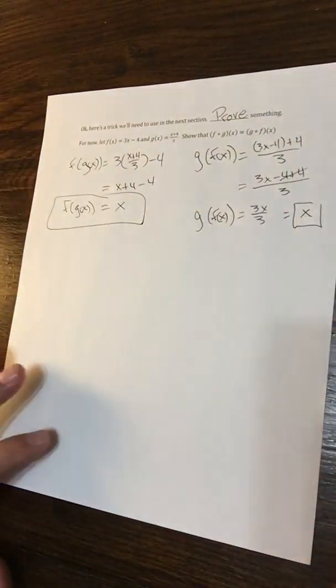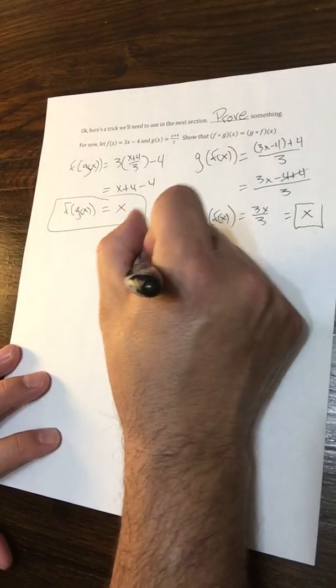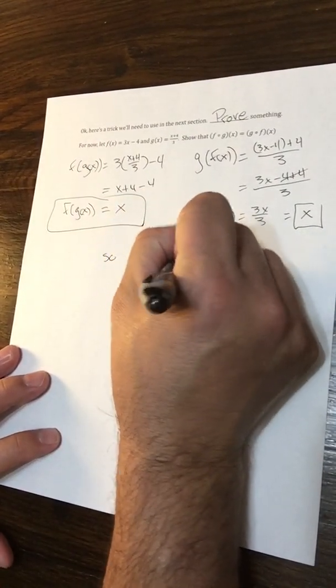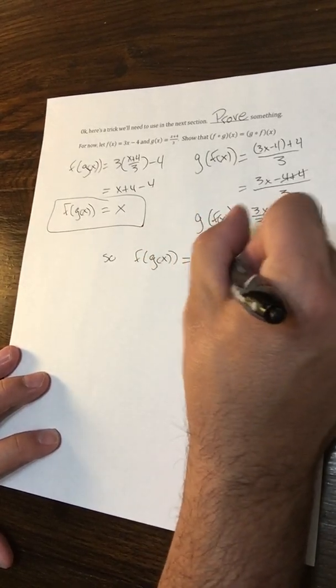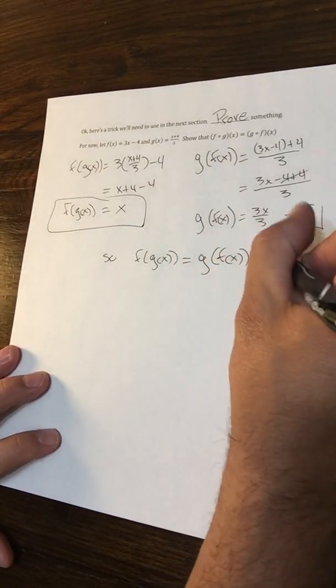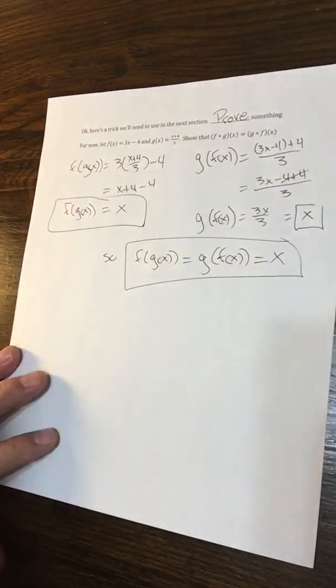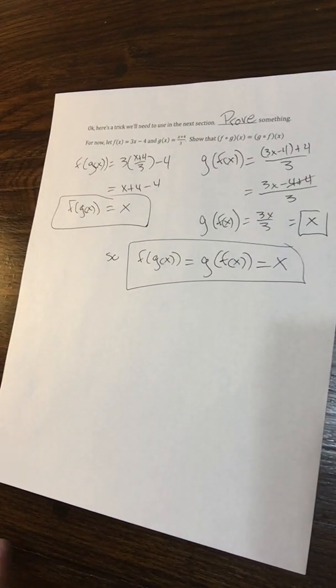F of g of x is equal to x. So f of g of x is equal to g of f of x, and both of them are equal to a simple little x. All right? There's your section 5-1.